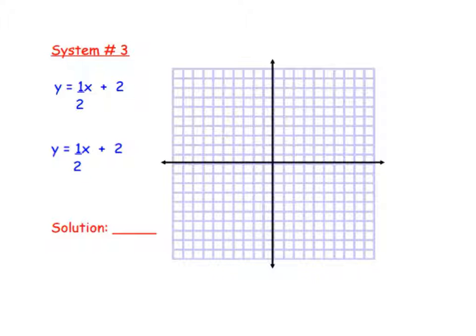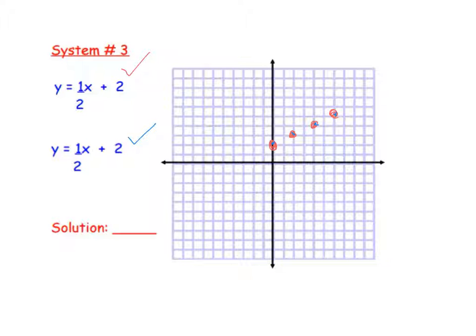Let's try another system. Line number 1 says y equals 1/2 x plus 2. So our starting point is at 2, and we have a slope of 1 over 2. So we go up 1 over 2, up 1 over 2, up 1 over 2. Line 2 is y equals 1/2 x plus 2. It's the same equation, right? It also has a starting point at 2, and up 1 over 2, up 1 over 2.